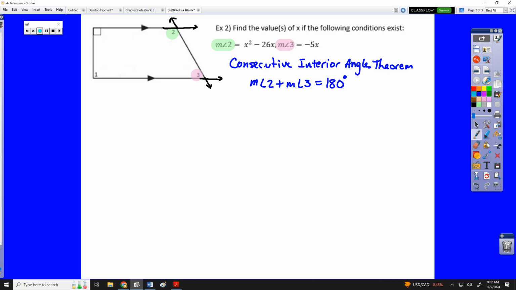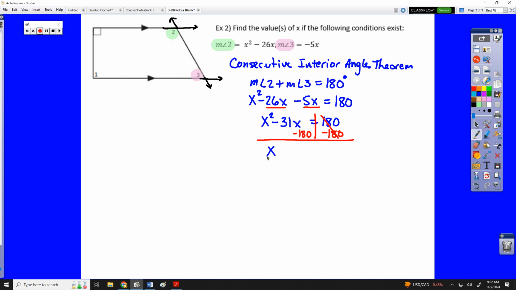Once we know what equation we're supposed to write, we plug in our x values, giving us x squared minus 26x minus 5x has to equal 180. We combine like terms, giving us x squared minus 31x equals 180. And then if we're going to solve by factoring, we need it to equal 0. So we subtract the 180 from each side. All of these steps are eerily similar to our last example.